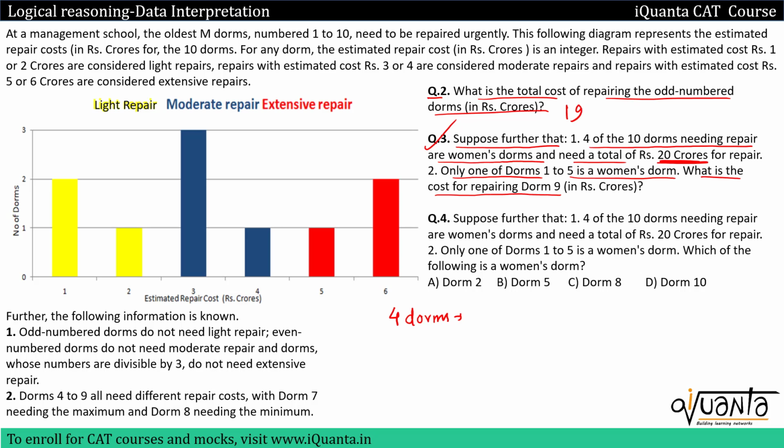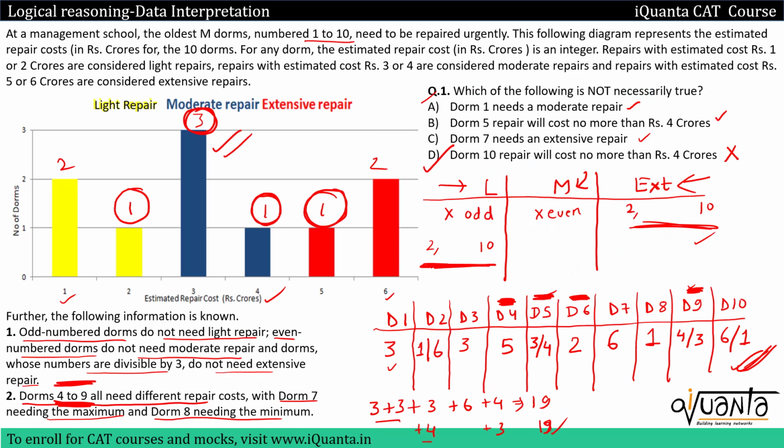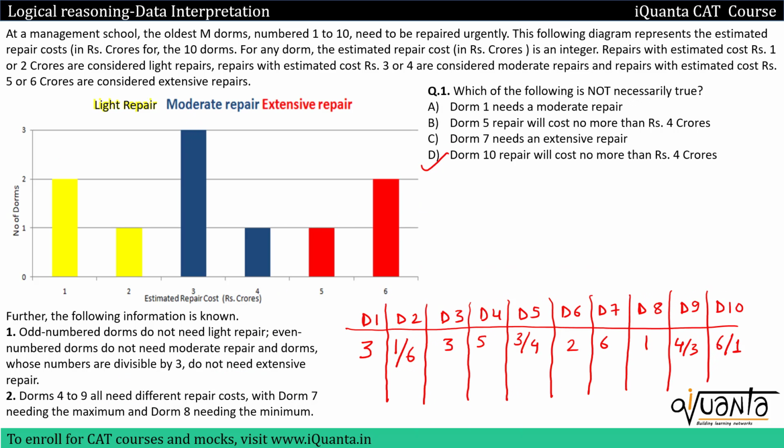So how is a sum of 20 possible with 4 numbers? It is only possible when we have 6, 6, 5, 3 in the sum. So that means the DOMs that will belong to women, 4 DOMs, they will have repairing cost 6, 6, 5, 3 crore. And we have been given that only one DOM out of 1 to 5 is a women's DOM. So we'll choose one DOM out of D1 to D5 that can have cost 6, 6, 3 or 5 crore. So one DOM will come from here, 3 DOMs will be taken from here.